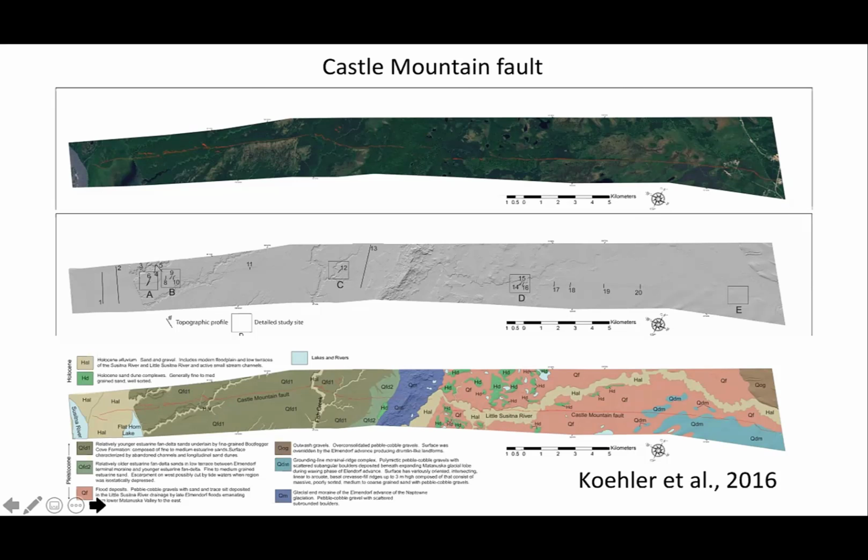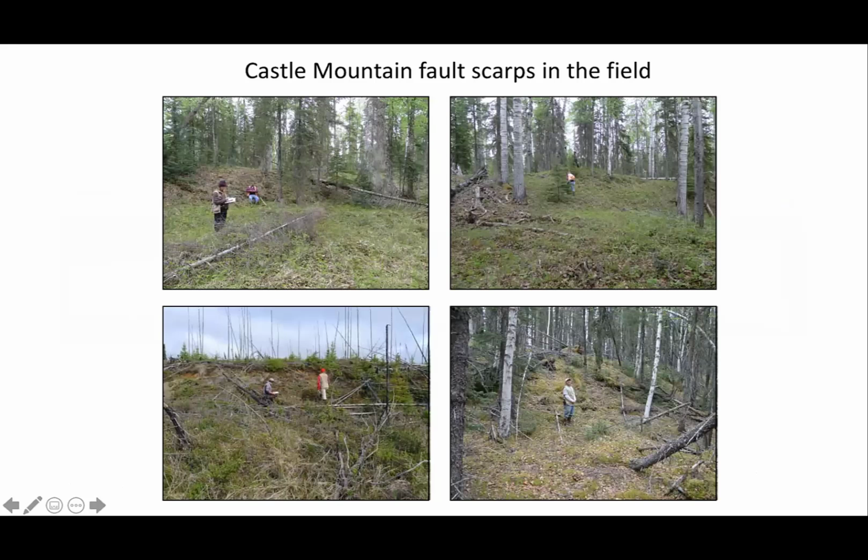Okay. Here's what it looks like in the field. Some of these features you can interpret from imagery, as you'll do in your homework, but in the field, it's nice rounded scarps, sometimes over steepened at the base, but just nice rounded scarps all the way through the Susitna Basin.